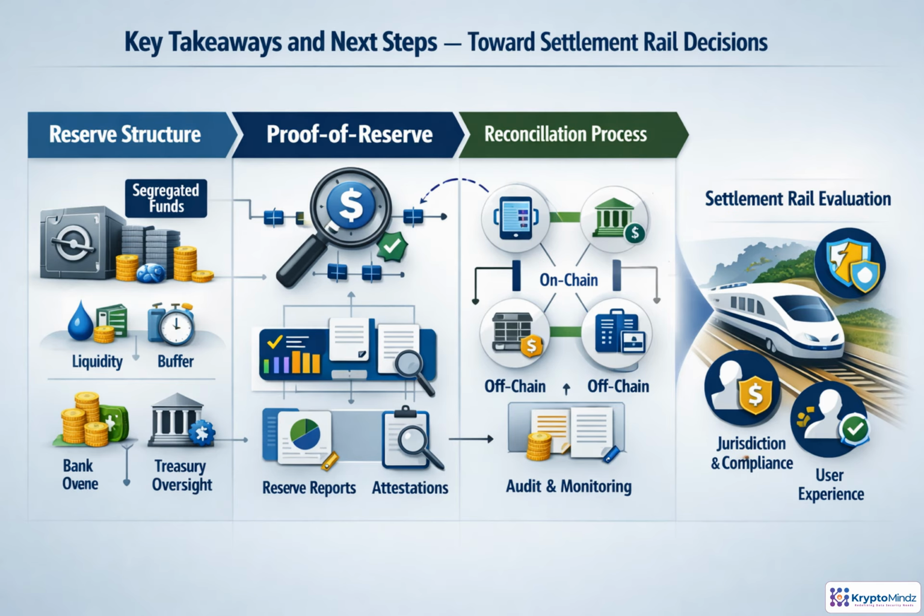Stablecoin settlement becomes institution-ready when funding, governance, proof, and records operate together. Reserves must be segregated and liquid. Proof of reserves must connect tokens to reliable evidence. Reconciliation must align every on-chain and off-chain record. Next, we'll use these controls to choose the right settlement rail.